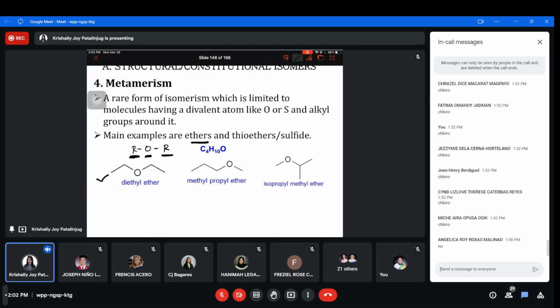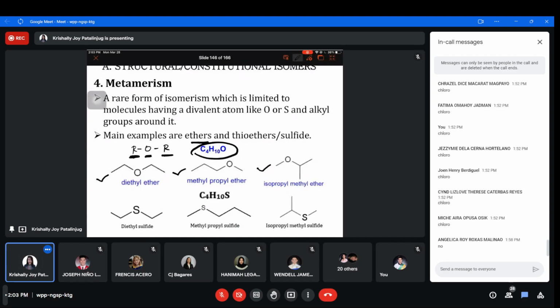Lahat to, tatlong structures na to, they have the same formula, C4H10O. So all of these are ethers. Okay? Now, another structures kung saan pwede natin ma-observe yung metamerism is among thioethers. Okay, thioethers. Diba kapag thioethers, yung oxygen is being replaced by thio, being replaced by a sulfur. Parehas lang, ni-replace lang ng sulfur atom.